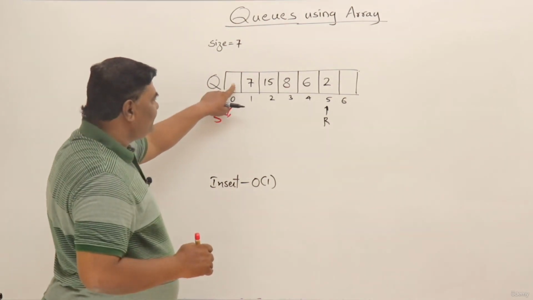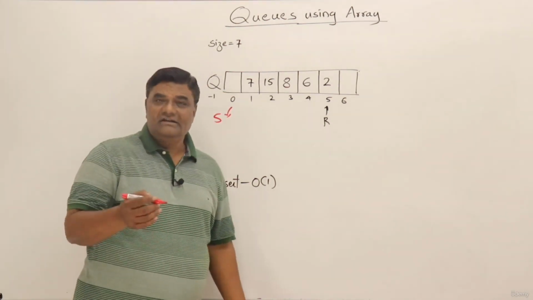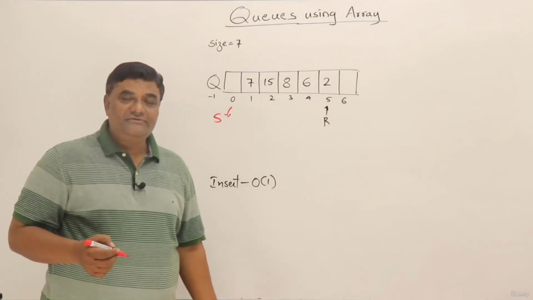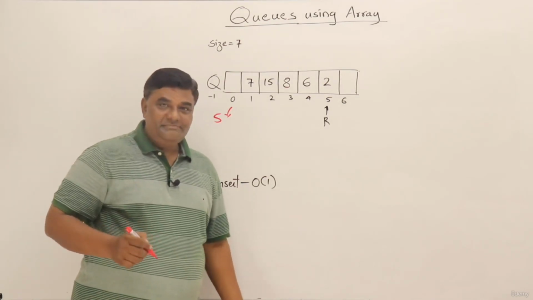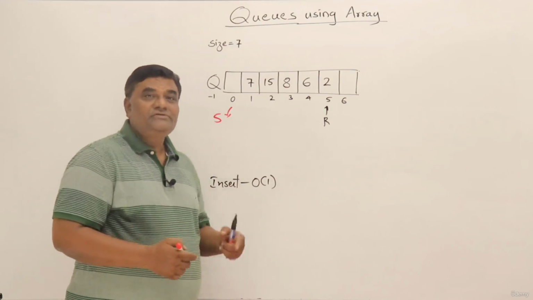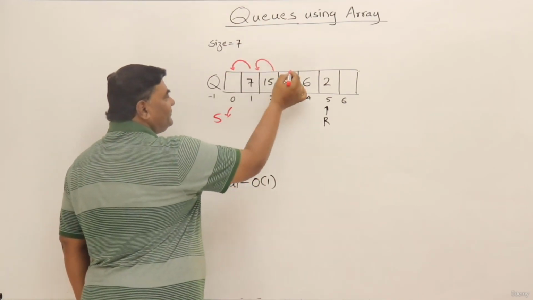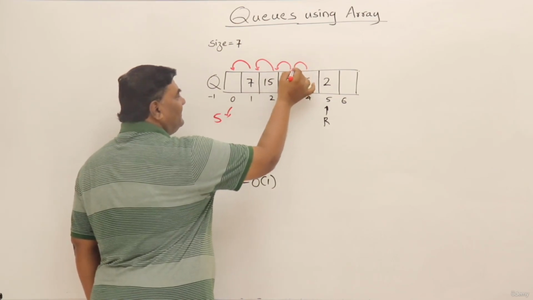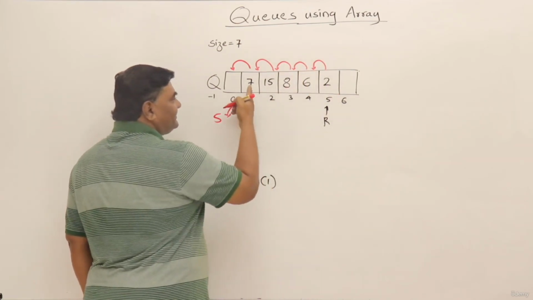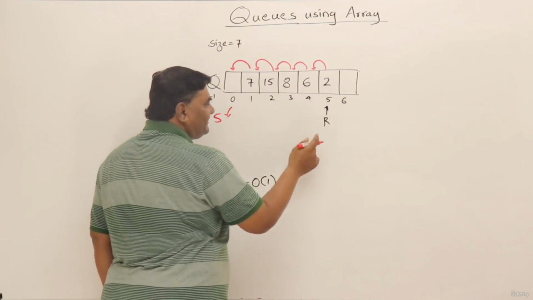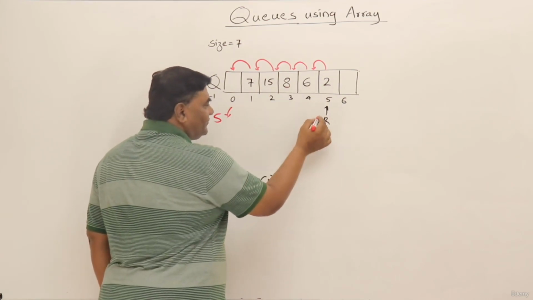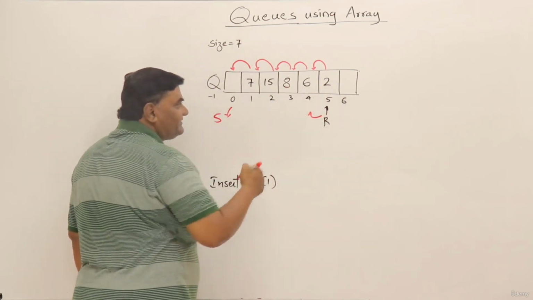After deleting the element, this location is empty. In an array, we don't leave blank spaces, or we will not have any empty spaces. I have to fill that space. So for filling that space, I must move all these elements. So shift all these elements to the left-hand side. So 7 comes here, 15 and all these come here, and 2 will be coming here. So I should also move rear to the previous location.